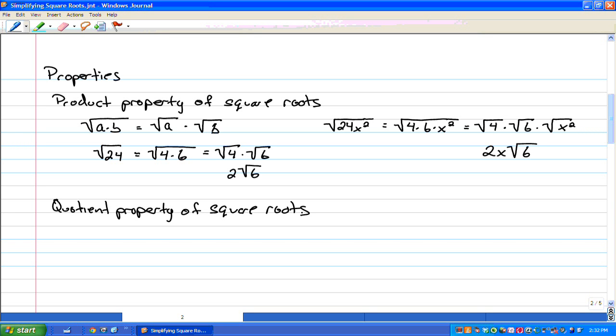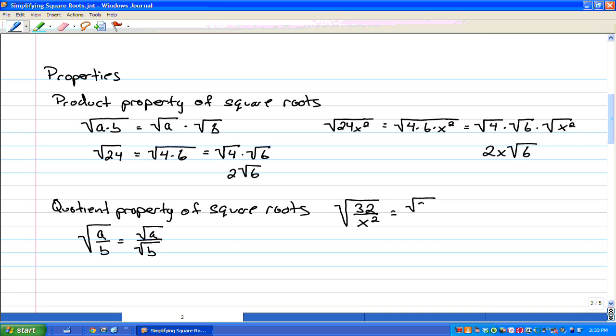Okay, the quotient property of square root says that if you have the square root of a fraction, you could split this up so you have the square root of the numerator over the square root of the denominator. An example of how this would be useful, let me give you the square root of 32 over x squared. So first thing, quotient property says that I could do this.